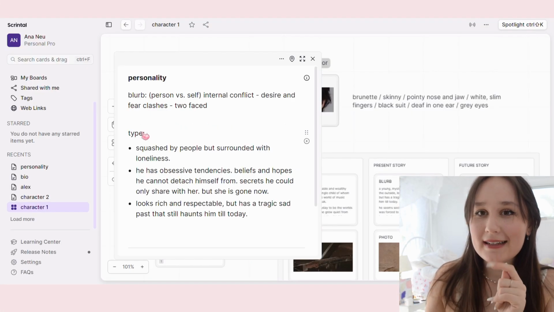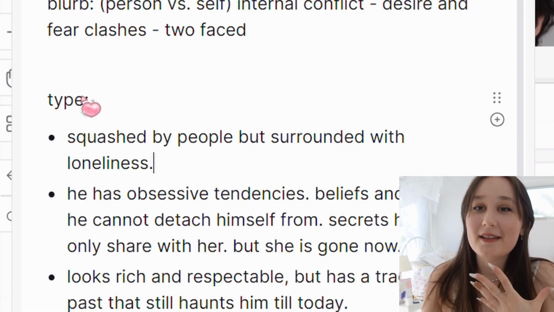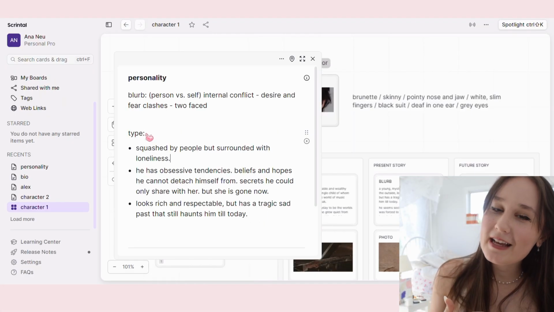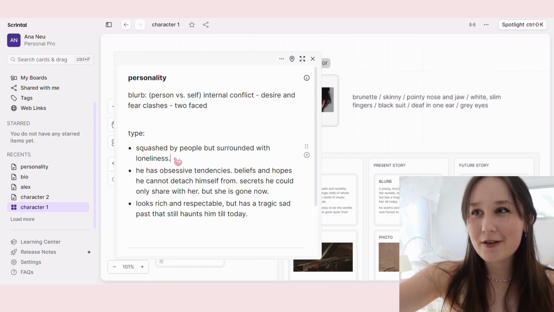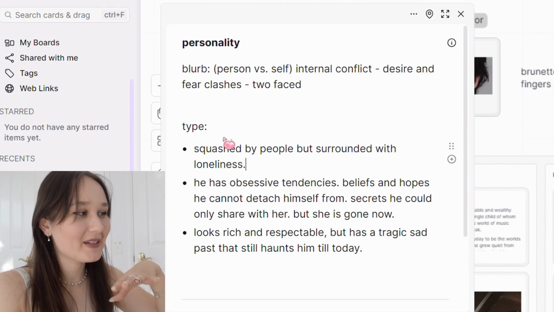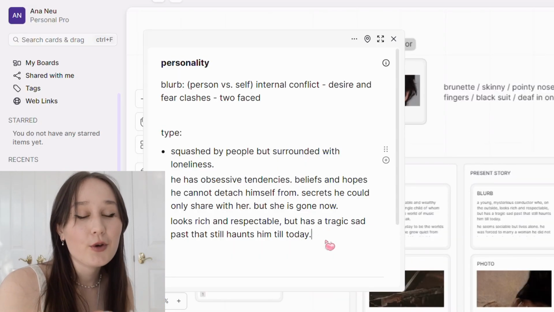So for example, Alex, he's a lonely boy. He is lonely, squashed by people, surrounded by loneliness. So it shows that he hates people, basically, but he's also lonely. Do you understand how the blurb at the front really does reflect the personality type of Alex? And also the fact that he looks rich and respectable but has a tragic past. So again, it's about the two-face. He's very insecure, sad inside, but outwardly he looks so put together, so on top of things and just normal, which of course reflects the bigger ideas of who your character is.